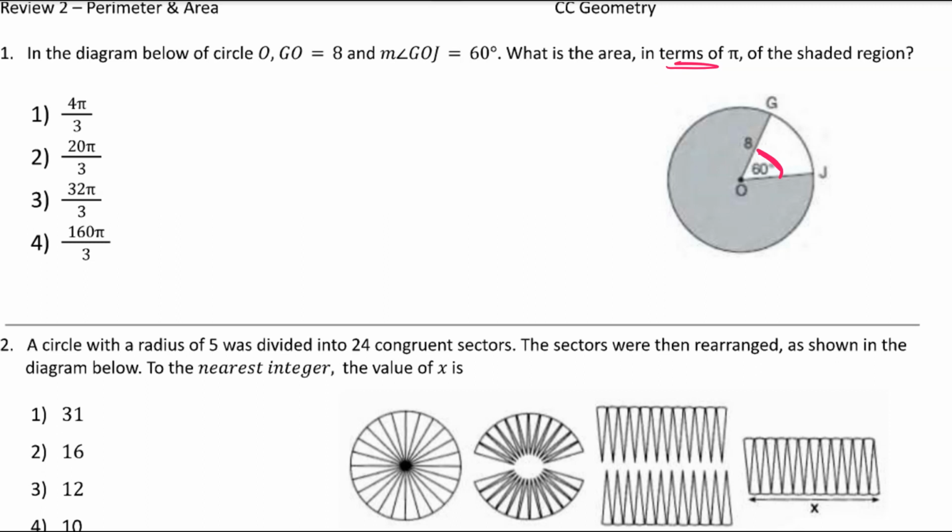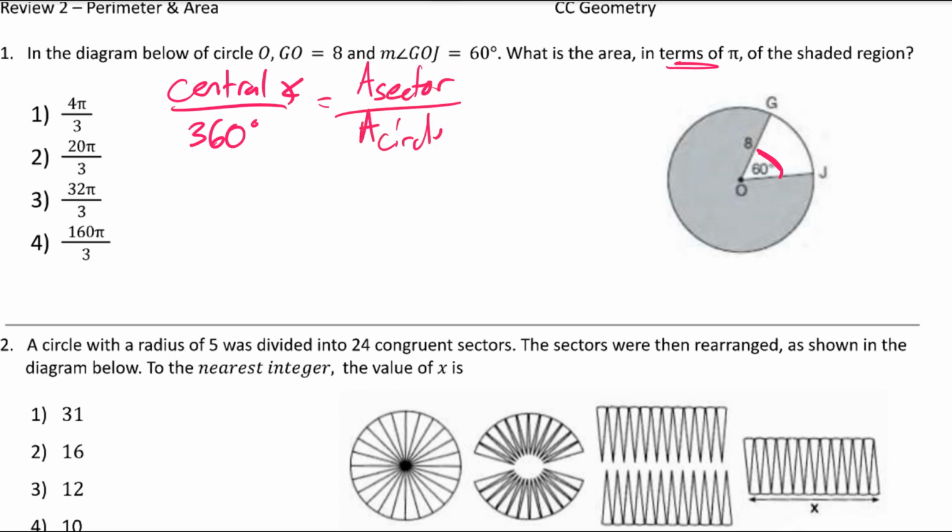Well, remember, I could just set up a proportion here. I could take the central angle, divide that by a full rotation of a circle, 360 degrees, set that equal to the area of the part, the area of just the sector, divided by the full area of the circle.